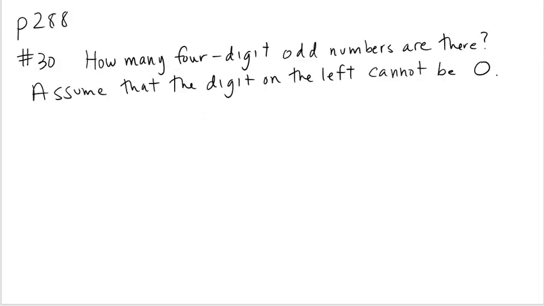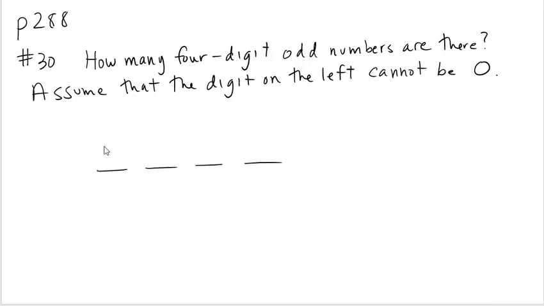One more. This one's kind of difficult. It's on page 288, problem number 30. It says, how many 4-digit odd numbers are there? Assume that the digit on the left cannot be 0. So we've got 4 digits in our odd number, and we can't form a 4-digit number using a 0 on the left. So there's a restriction in the first spot, and there's going to be a restriction on the last spot. And this is the hardest part of this problem, figuring out the restriction on the last spot.